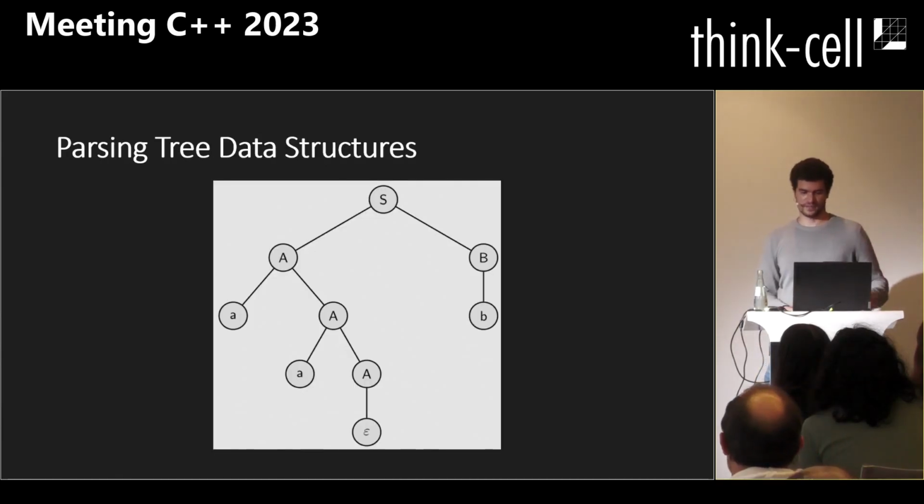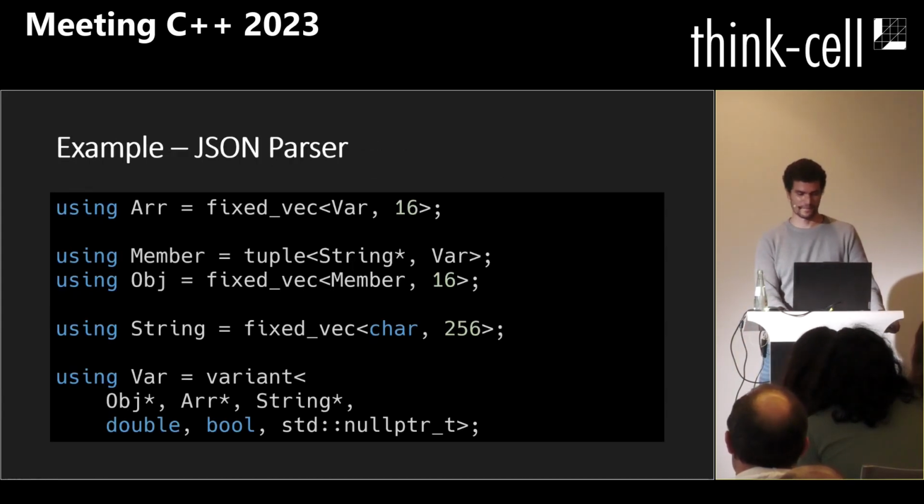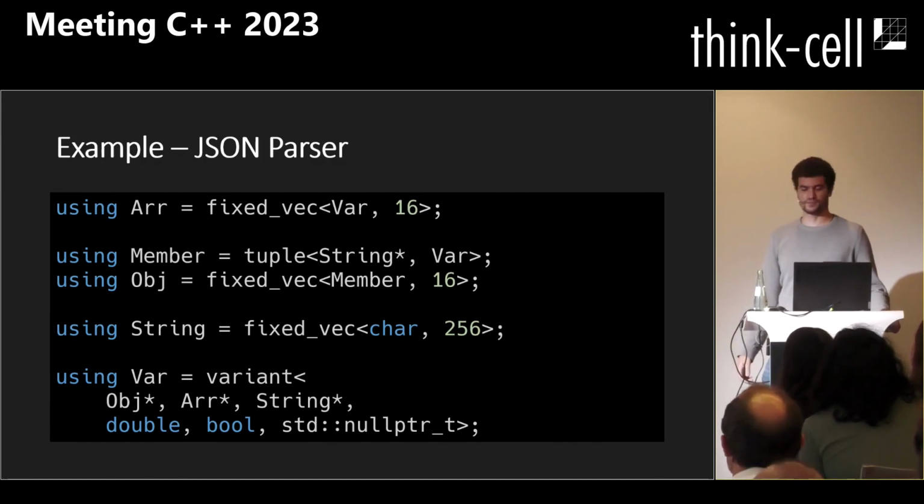So far, the parsers and syntax have all been linear, but it is very common to parse trees. For our final example, we will see how we can use compile-time parsers to create tree data structures. And our target syntax will be JSON. First, we define aliases for array, object, and string. All of them will use a fixed capacity vector.